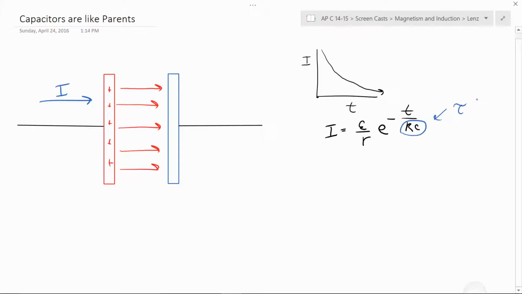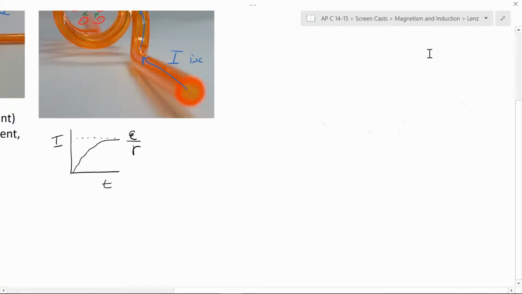For inductors, there's something really similar. You've got E over R. That's the current that you would get if there was just a battery and a resistor. But instead of exponential, it's going to be 1 minus exponential because it has to start at 0. So E to the minus t over tau.